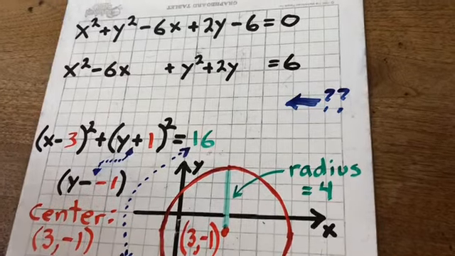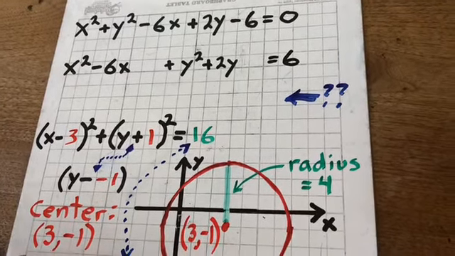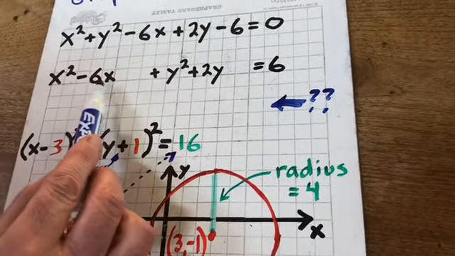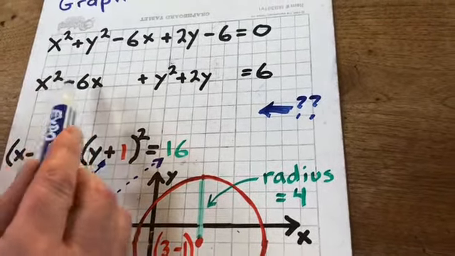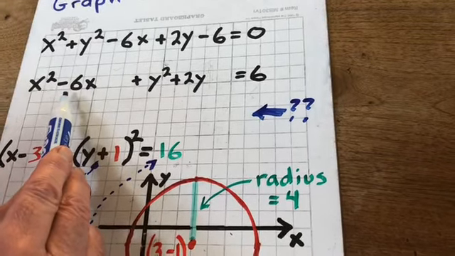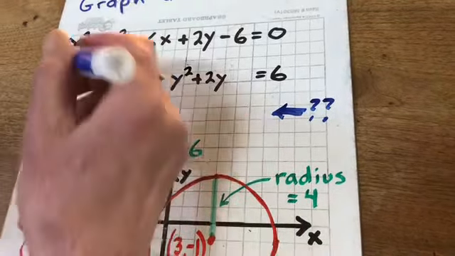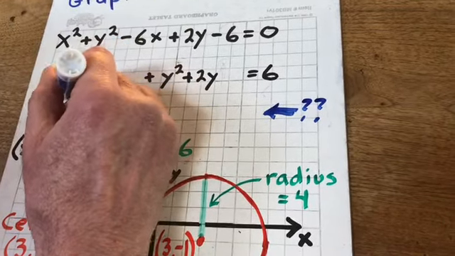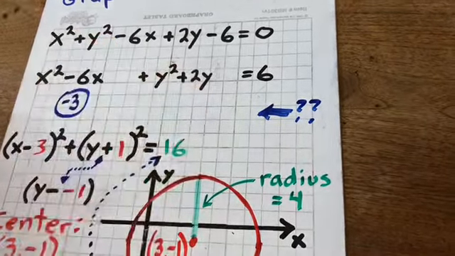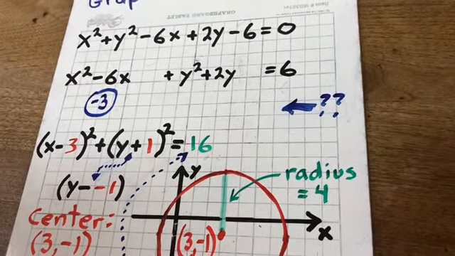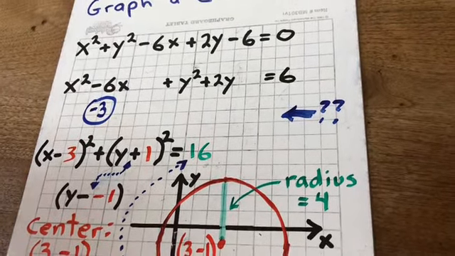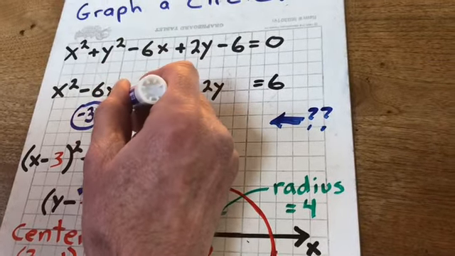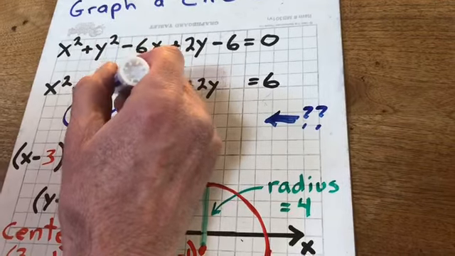What you do is you go to the plain old x term. You've got x squared minus some x's. Take half of that coefficient. Half of -6 is -3. I'm going to write that down, and I'm going to remember it. We're going to use it 2 different places. The first thing you do with it is you square it. -3 times -3 gives you +9.